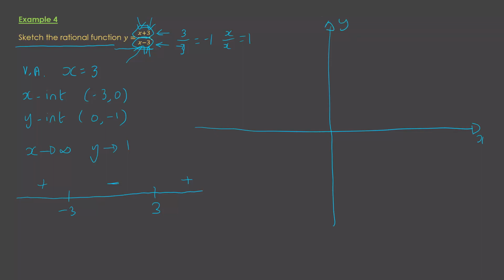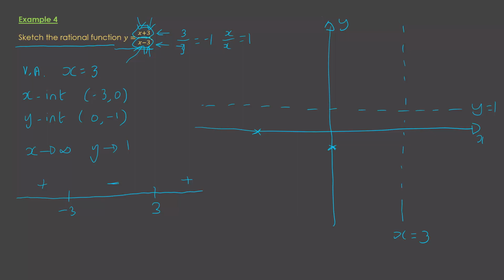So we have a vertical asymptote, which is x equals 3. We have an x-intercept at (negative 3, 0), a y-intercept at (0, negative 1), and we have the horizontal asymptote, y equals 1.